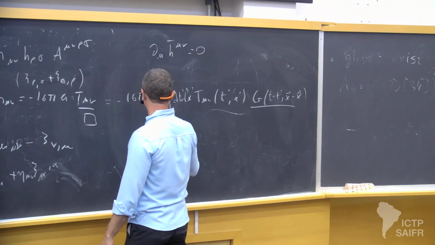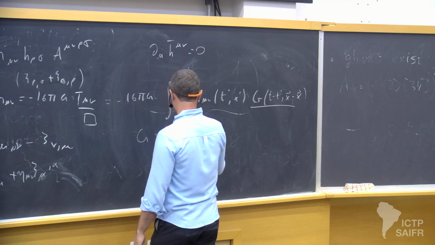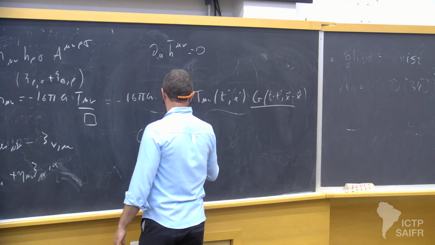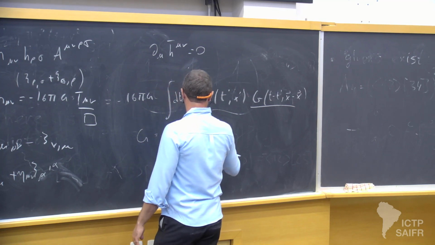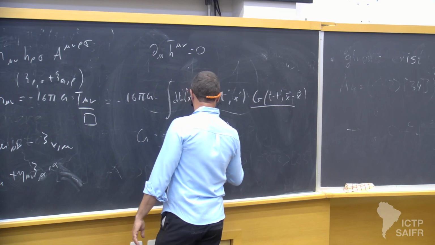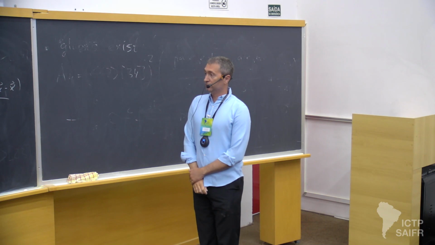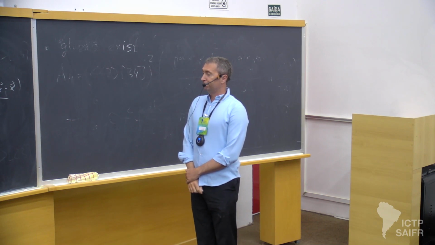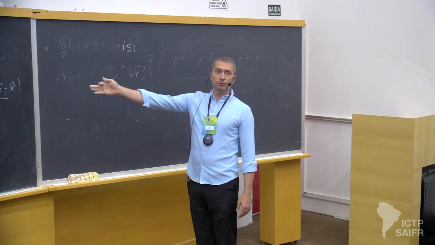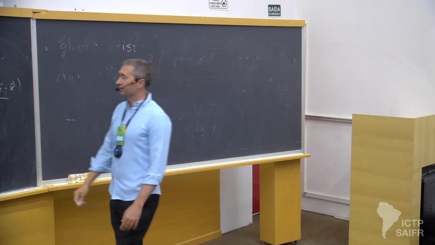The green function that we want to use is not the Feynman green function, but is this. You can check that it has the right dimensions, and it is the standard green function that you must have used if you studied from Jackson. If you study classical electrodynamics, this is the standard retarded green function.